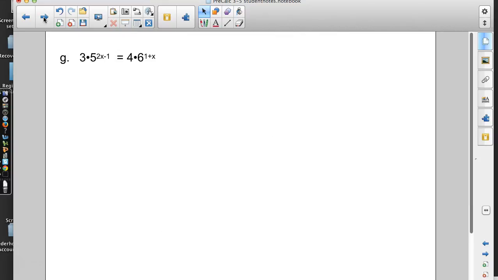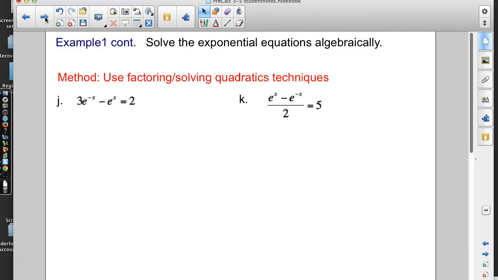Alrighty. What is this G? Oh, we already did G. This was in case I couldn't fit it on the other page. I already did that one. Alright, now, solve the exponential equations algebraically. Cool. Use factoring, solving quadratics techniques. So same directions as we had before. And now I notice things are getting weird. What is up with that? What's a negative do? Reciprocals? Oh man.